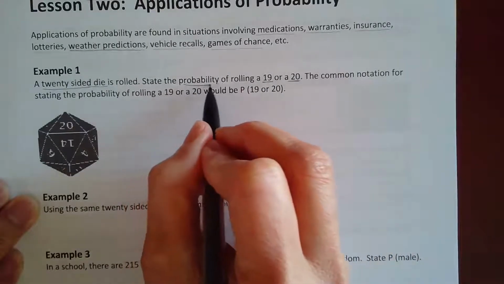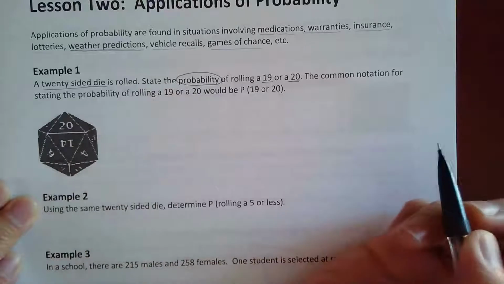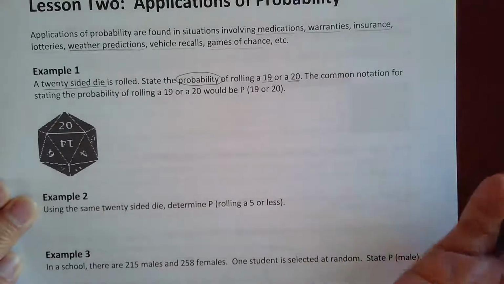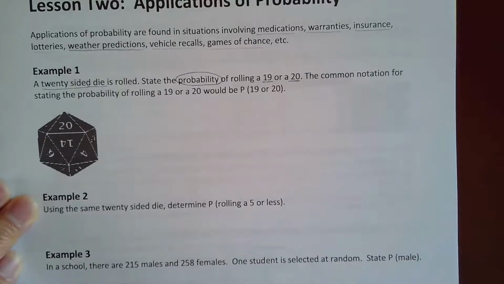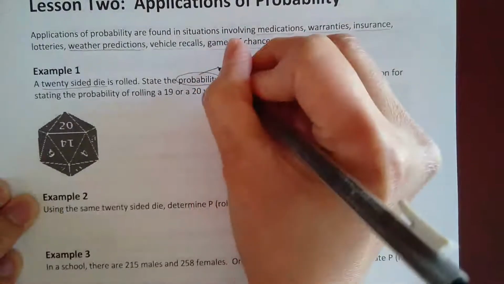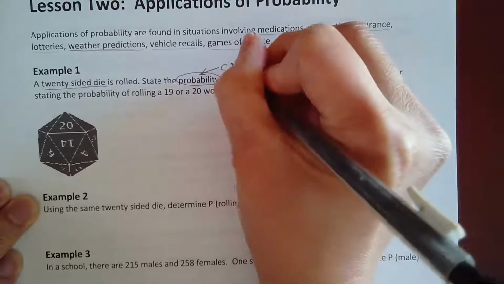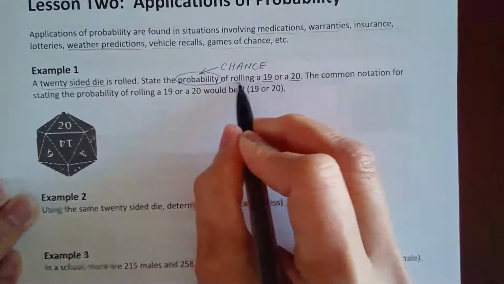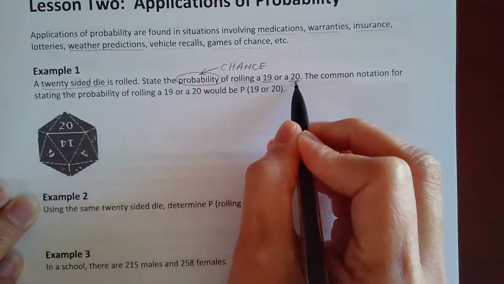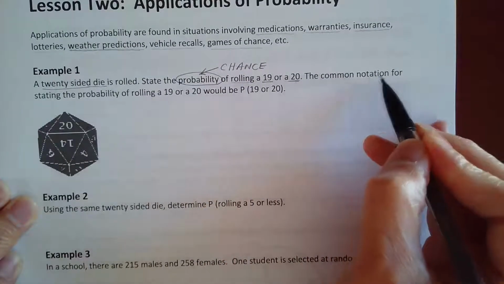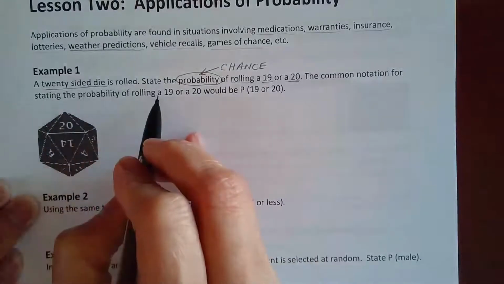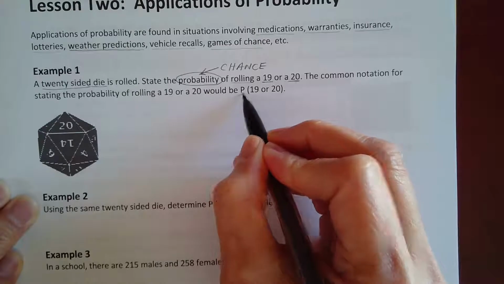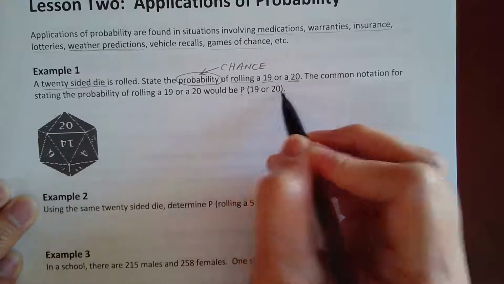And remember, when we talked about probability, we don't always use the word probability. Maybe we use the word probable, which is the root word of probability. Probability is basically chance. What is the chance of rolling a 19 or a 20? The common notation for the probability of rolling 19 or 20 is P, probability of 19 or 20.